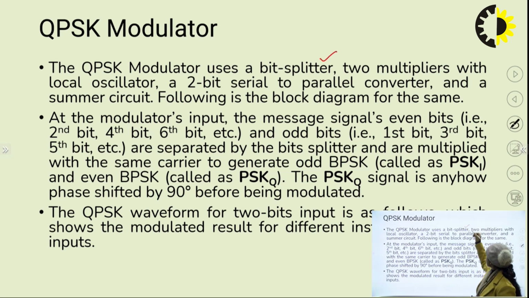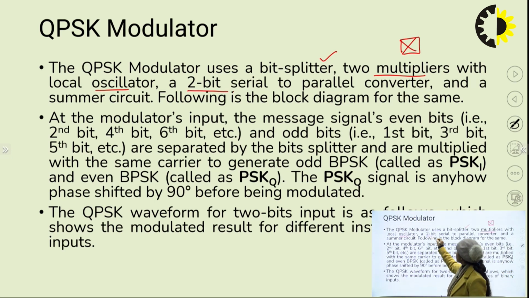True, I've shown you that. Two multipliers, or I can call it a product modulator, with the help of a local oscillator. To a product modulator, there will be two inputs. One of the inputs is my binary message bit, another input is given through the carrier, which we generate with the help of the local oscillator.